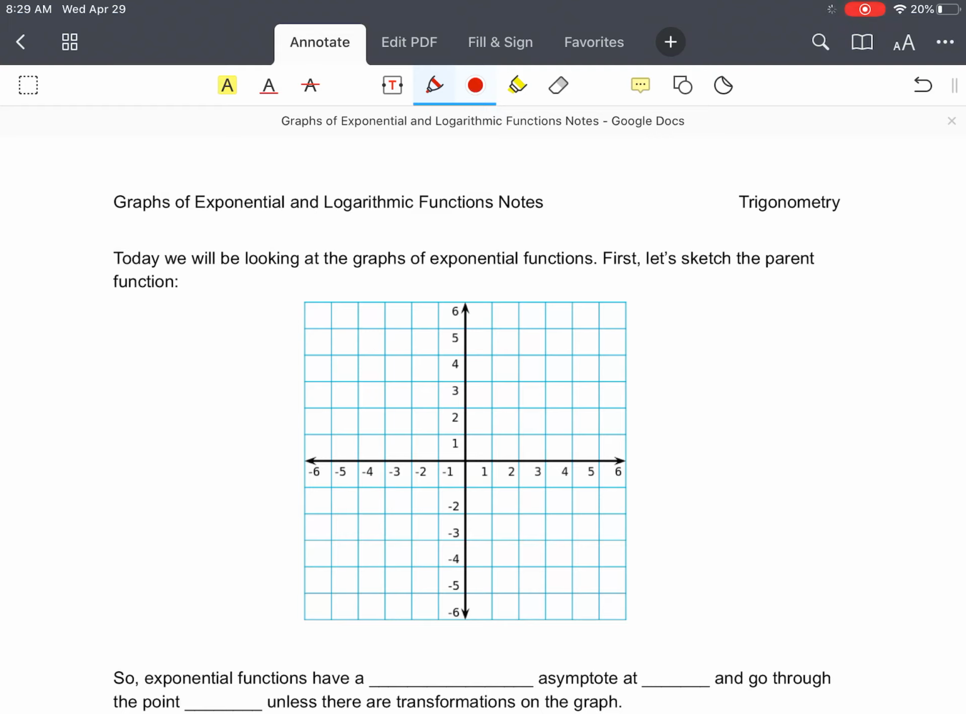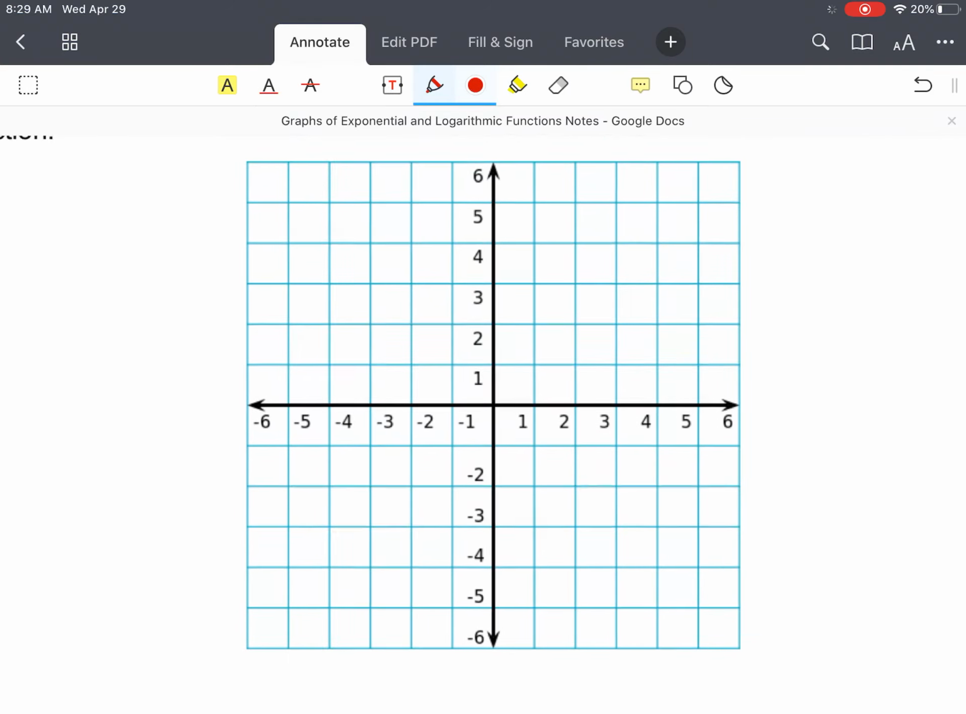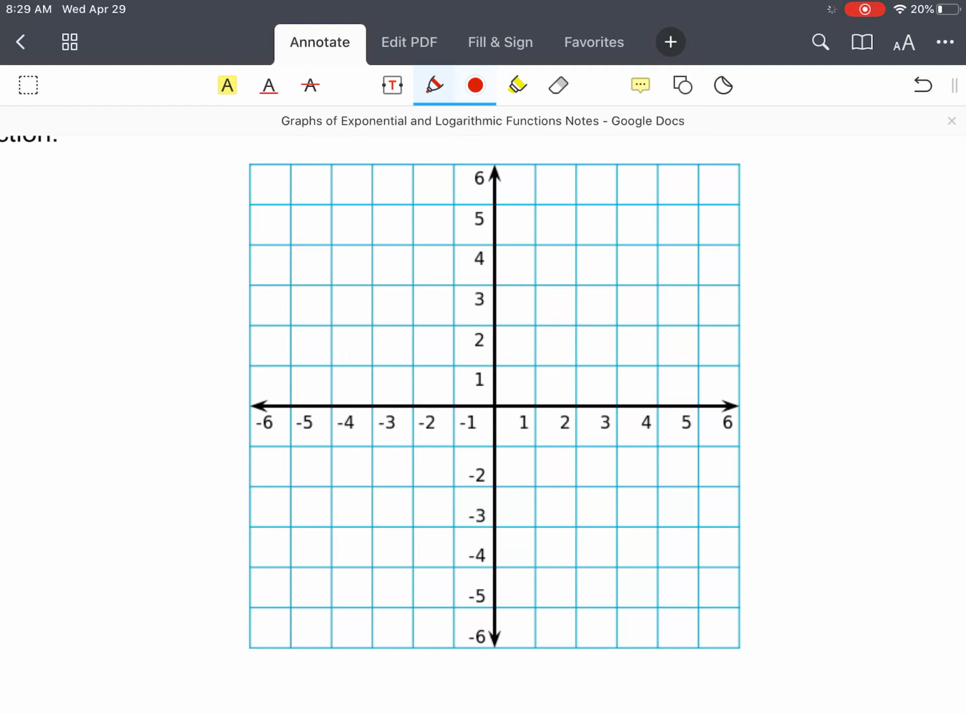All right, so this is our last lesson of the unit, so let's try to knock it out. It is on the graphs of these things, okay? So today we're graphing exponential functions, and then we're graphing logarithmic functions, and we're going to keep it super basic because there's no point in making it complicated. So here we go. So this is going to be the parent function.